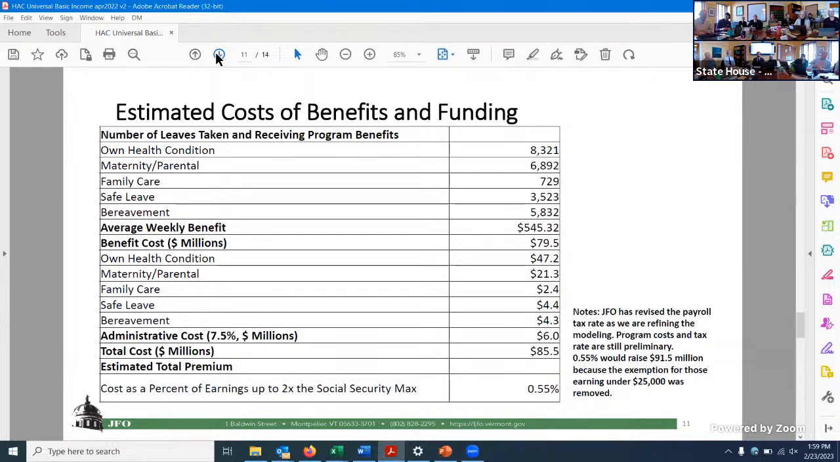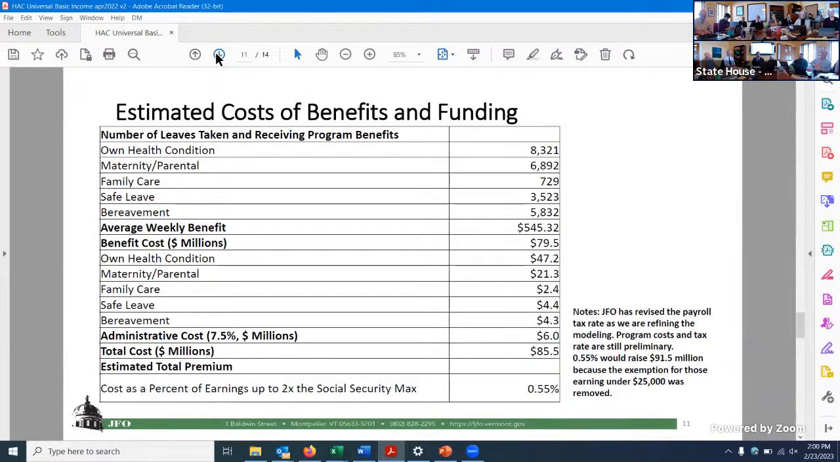Representative Beck, Representative Taylor, and then you're good. It looks to me like the benefit cost has been weighted by the number of days that the average person in that category takes, which I think is really interesting. If you come back, I would really be curious to know what the average number of days taken is for each of those categories. It looks like safe leave and bereavement are very short periods of time, and some of the other ones are much longer periods of time.